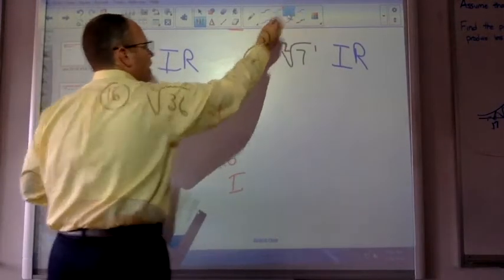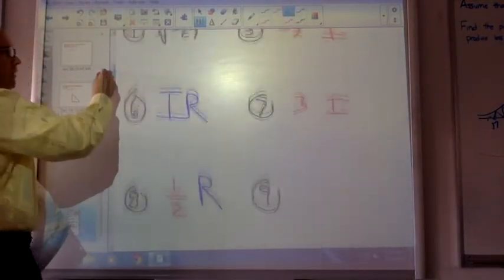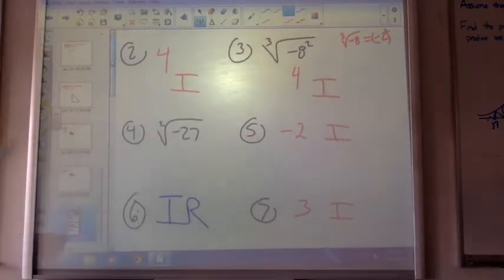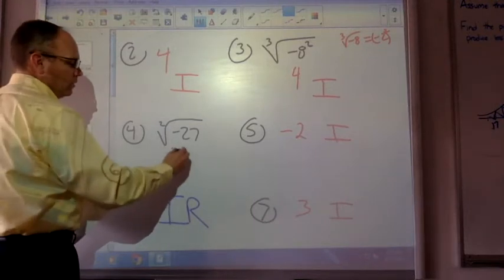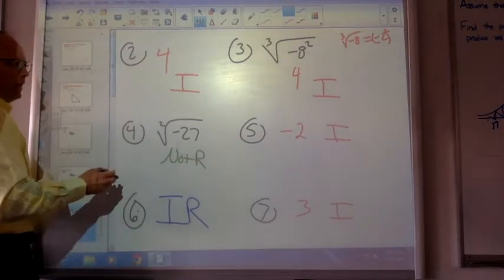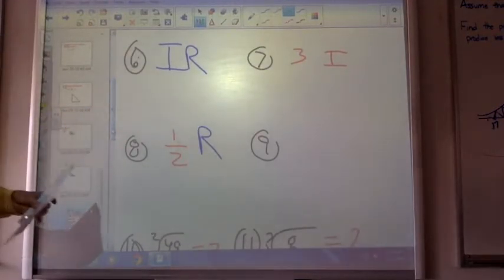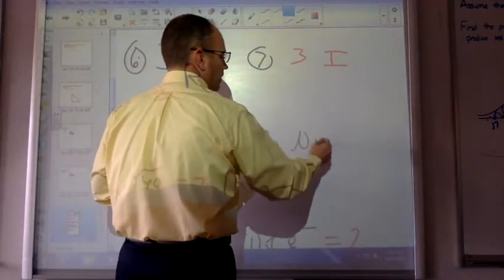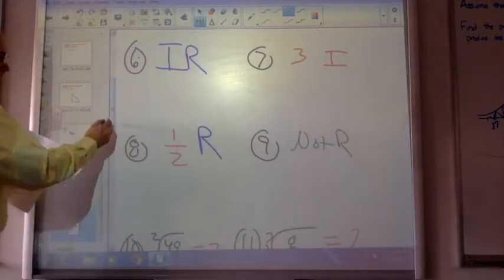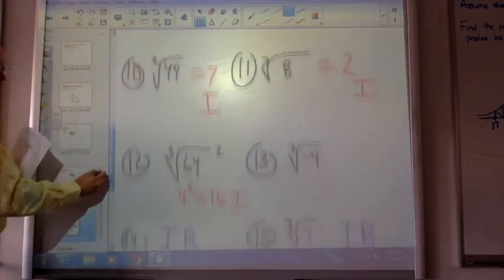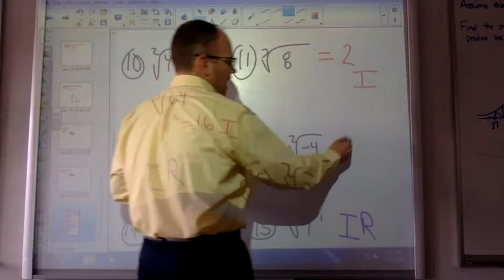Okay? Then the last one, we want to identify if it is not a real solution. It doesn't fall into the real number category. So that would be a square root or a fourth root of a negative. Okay? Third root of negatives exist. So, square root of negative 7, not real. Number 9 was the fourth root of negative 12. Not real. Square root of negative 4. Not real.